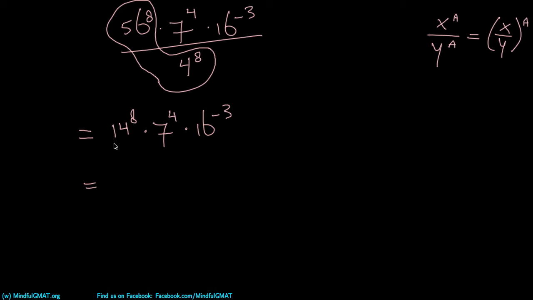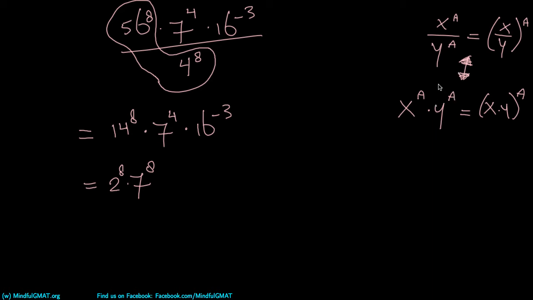Now 14 is 2 times 7, so we can write this as 2 to the power 8 times 7 to the power 8. And we can do that because there's this mathematical rule that x to the power a times y to the power a equals x times y to the power a. And those two rules are actually mirror images if you check them well. So actually you just need to remember one rule, and they both apply for multiplication or division.